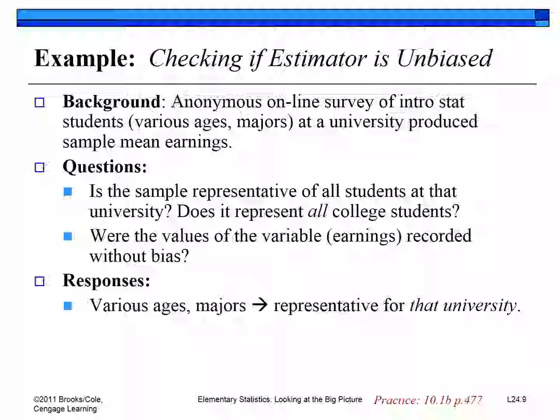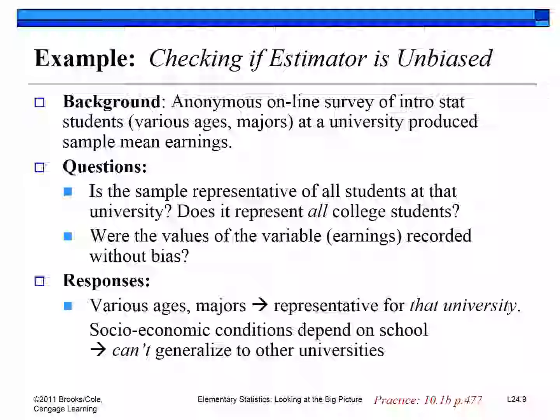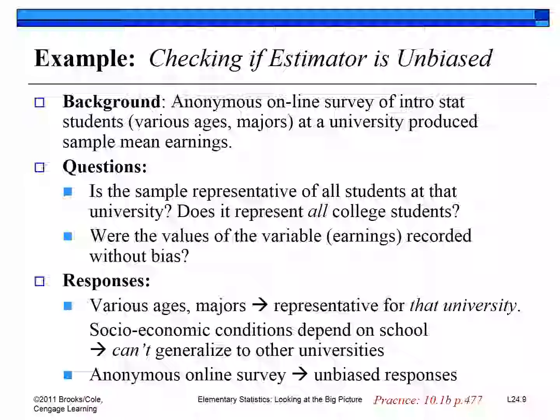But that's the only population we'll be able to draw any inferences about. Because socioeconomic conditions depend on the school, that's what keeps us from generalizing to other universities. We don't know if our sampling frame is appropriate. Because the survey is anonymous and online, we wouldn't expect biased responses.